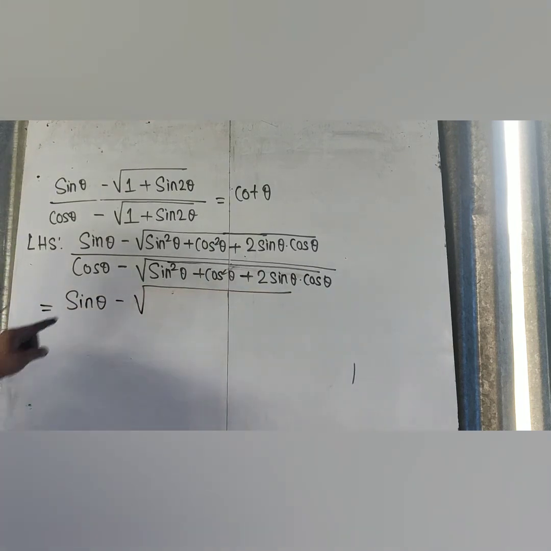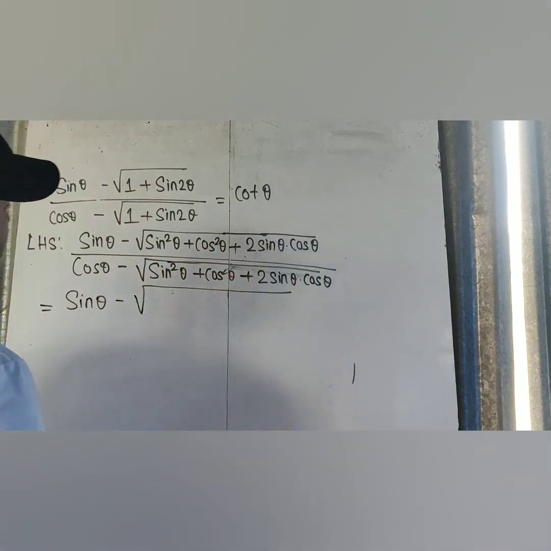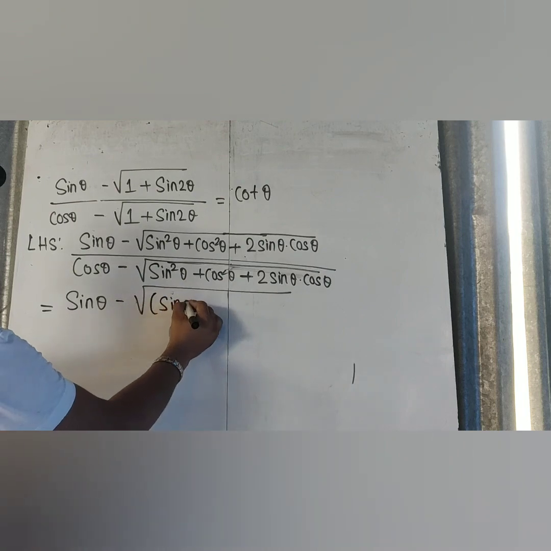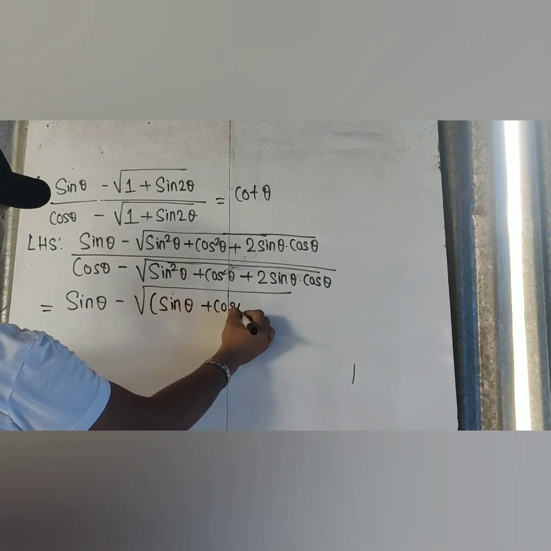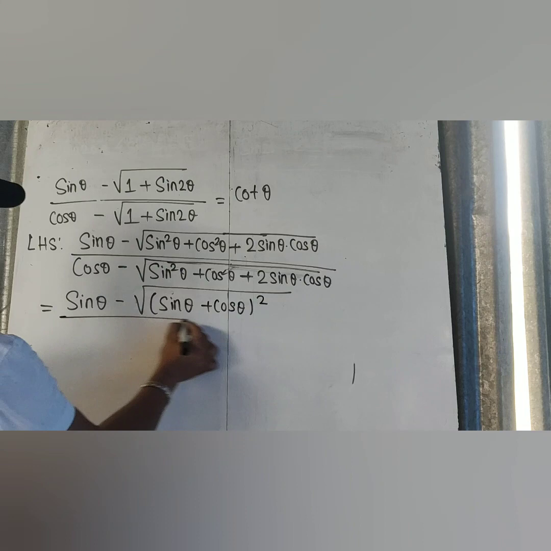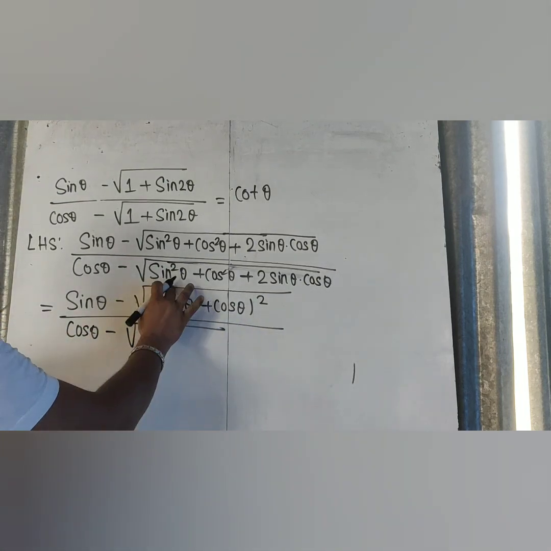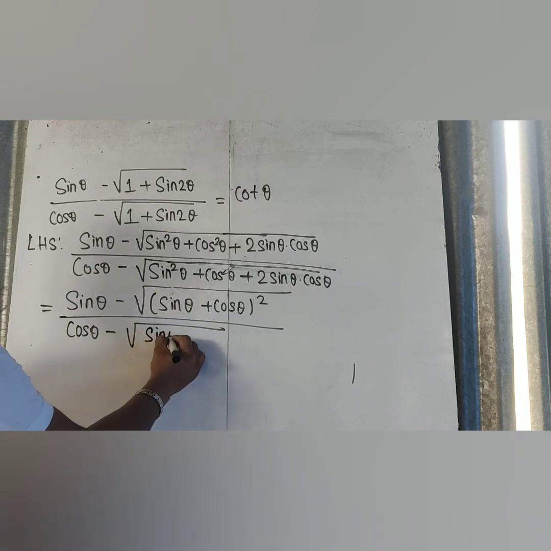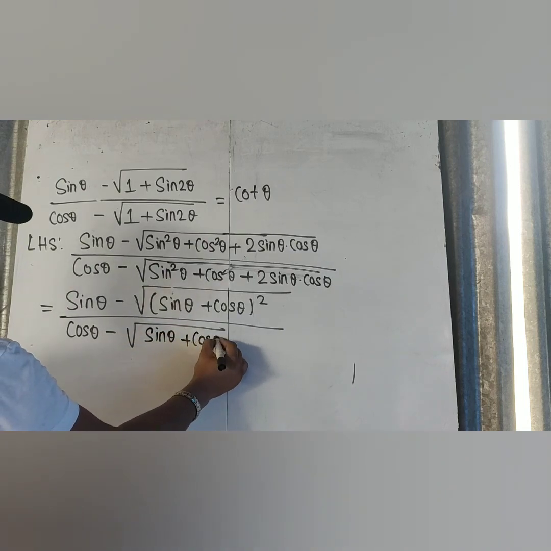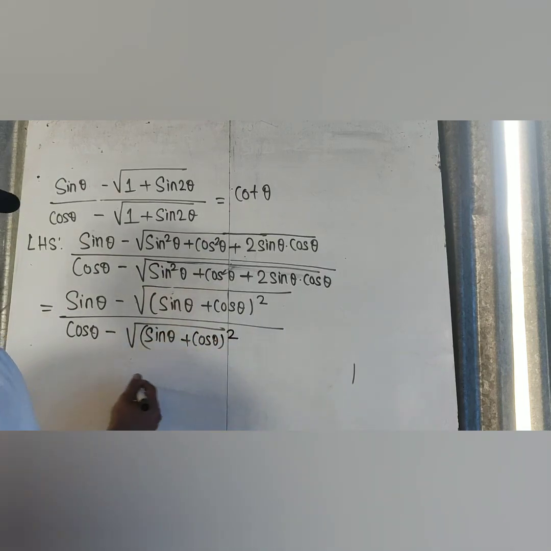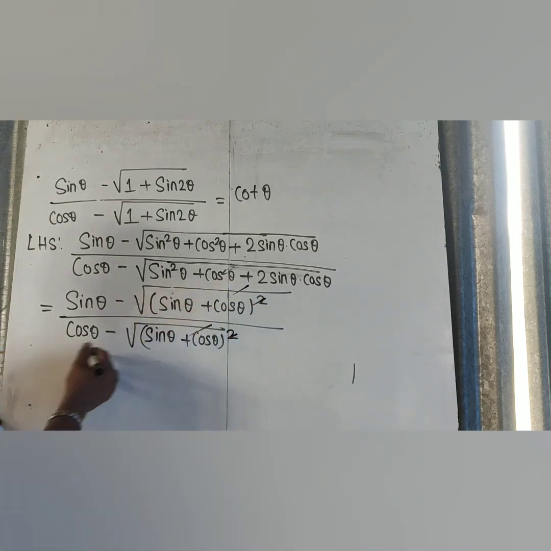Now you can write in the form of formula a square plus 2ab plus b square. This becomes a plus b whole square. Same thing in the denominator also: a square plus 2ab plus b square. This also comes to be a plus b whole square. Now square and square root cancel, square and square root cancel.